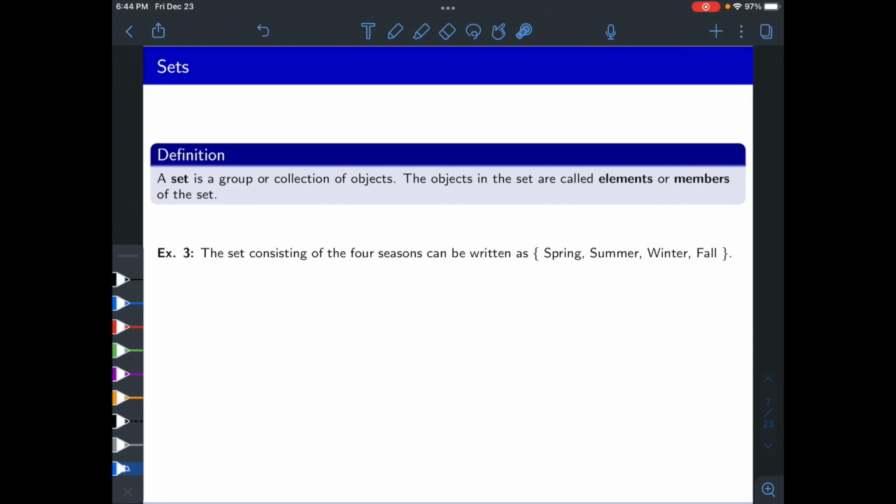So here we just have the four seasons. The order doesn't matter with these at all. If I wanted to write these in whatever order, summer, winter, fall, spring, or summer, winter, spring, fall, or fall, spring, summer, winter, order does not matter. Those sets would all be considered the same because they have the same things in them. The order is not particularly important. All that we care about is whether or not something is in the set.